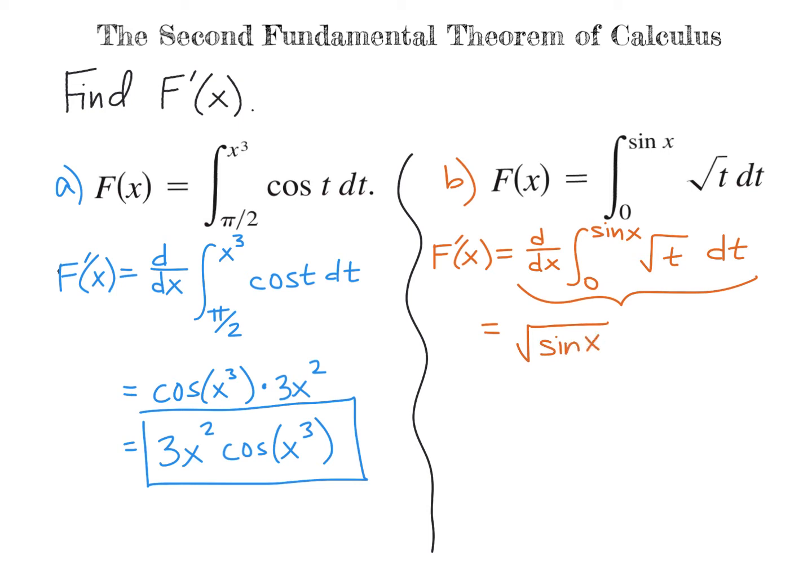Then, because it's not just x up here, it is a function of x, we do have to account for the chain rule, so we have to multiply by the derivative of the sine of x. The derivative of the sine of x is the cosine of x, as we just previously saw. And so this is our final answer here for f prime.